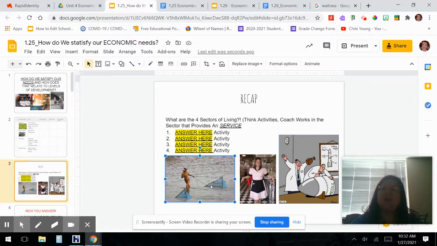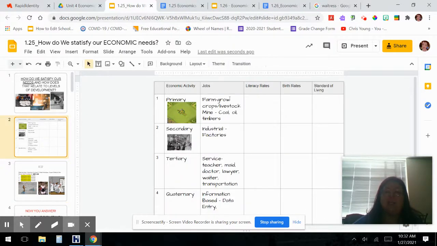Looking at this one, oh man, we didn't talk about fishing. So which economic activity would fishing fall under? I need you to go back into the chart and look at all of these different choices. Which one is really focusing on the land? Okay, so I need you to think really hard for that one.